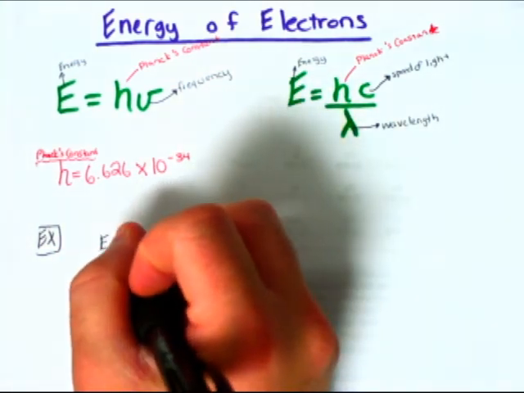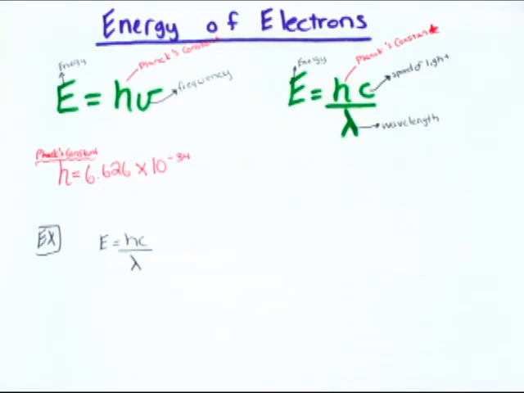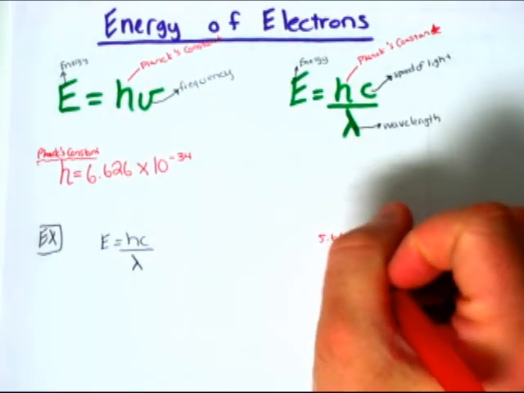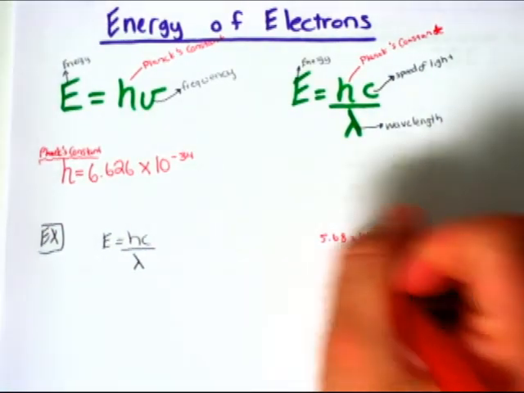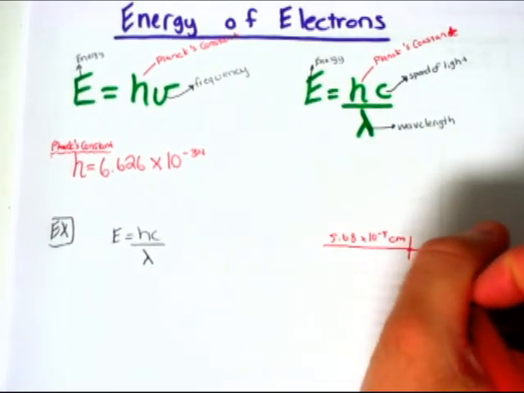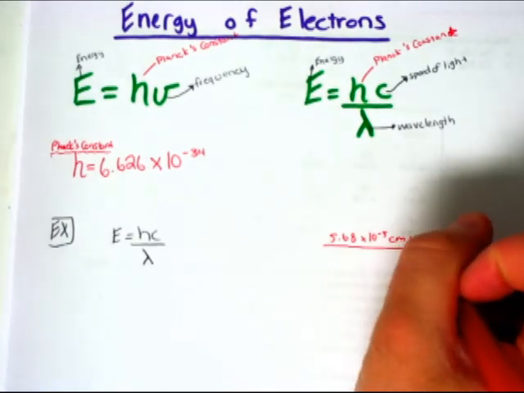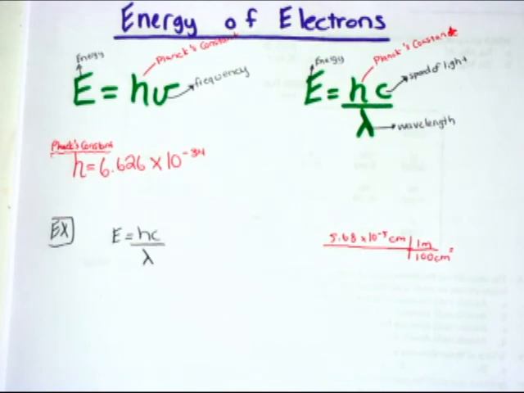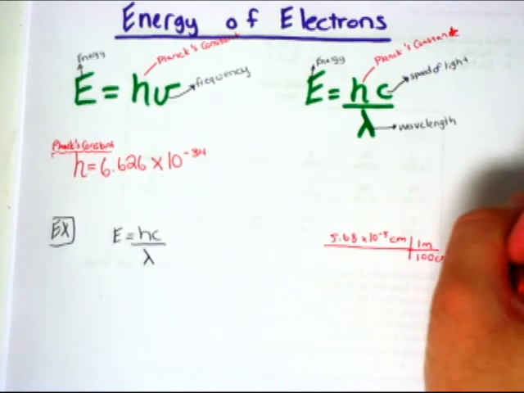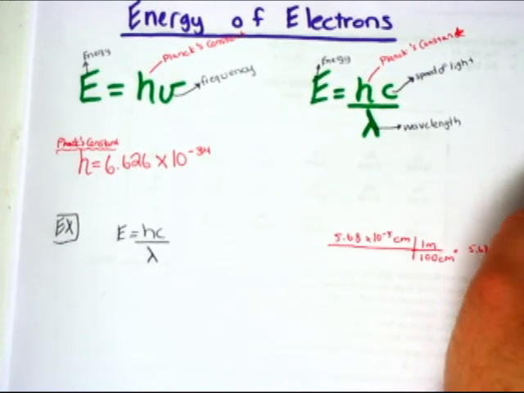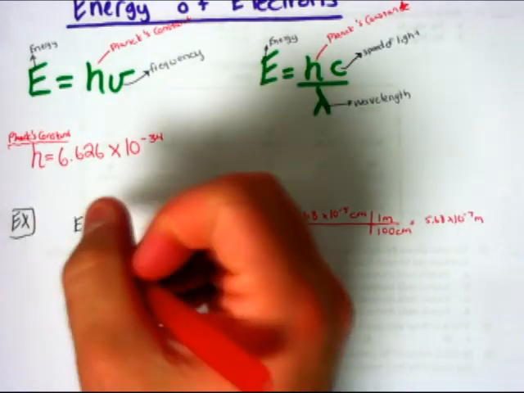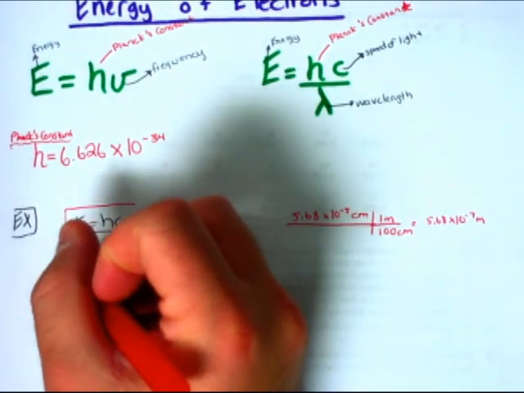Now, what does our wavelength need to be in? Meters. So what should we do with that first problem? Very good. Convert from centimeters to meters. 5.68 times 10 to the negative 5 divided by 100. 5.68 times 10 to the negative 7 meters. Convert that to meters real quick. Now this is the formula we're using. What are we supposed to be finding, everyone?